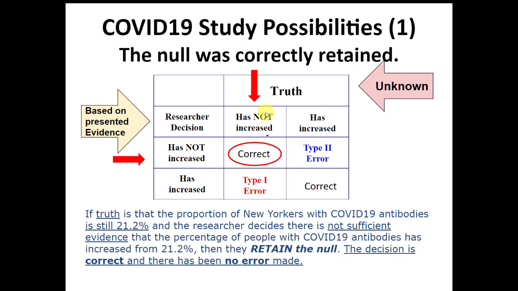Okay, if the truth is that the number of antibodies has not increased and the researcher makes the decision based on the results that there is not sufficient evidence that the people that have COVID-19 antibodies has increased from the original proportion of 21.2%, then they decide to retain the null. Another way of saying this is they decide to fail to reject. I just like to say retain. Basically, they're keeping the null, the decision is going to be correct, and there has been no error made because the researcher's decision matches what the truth is.